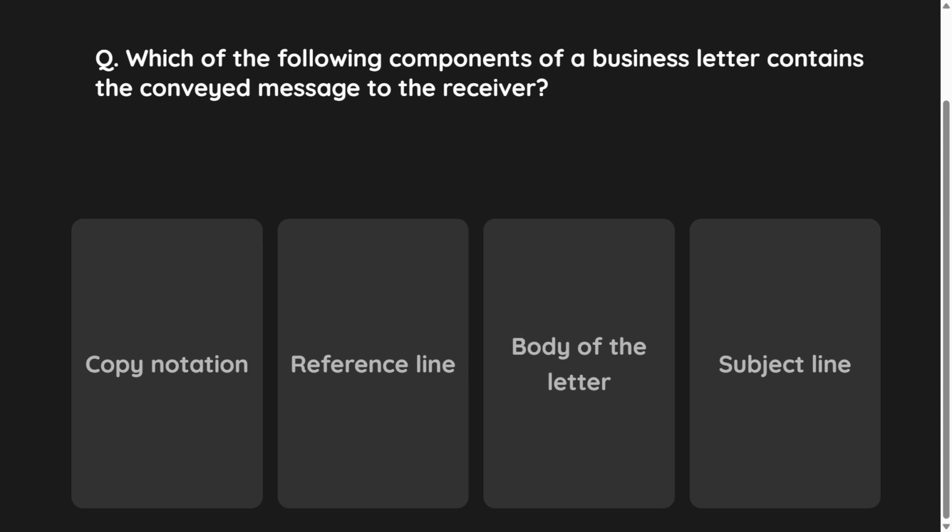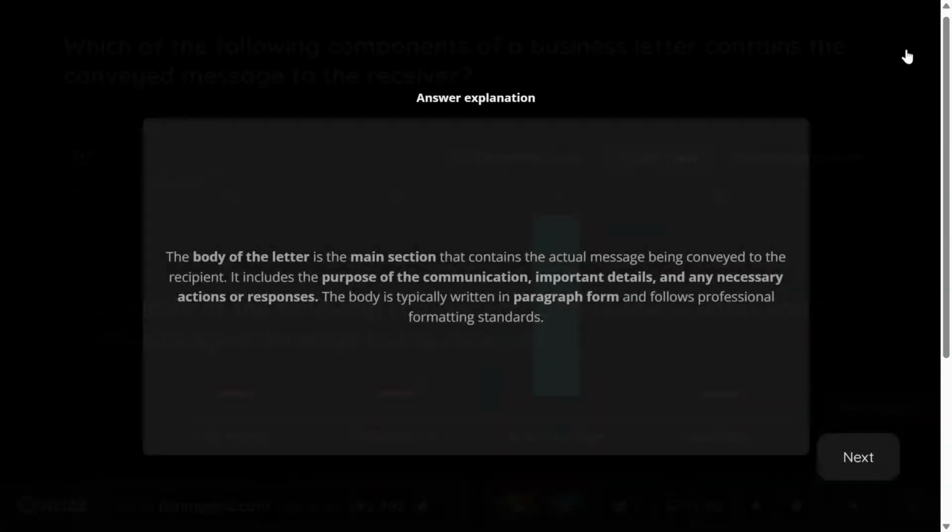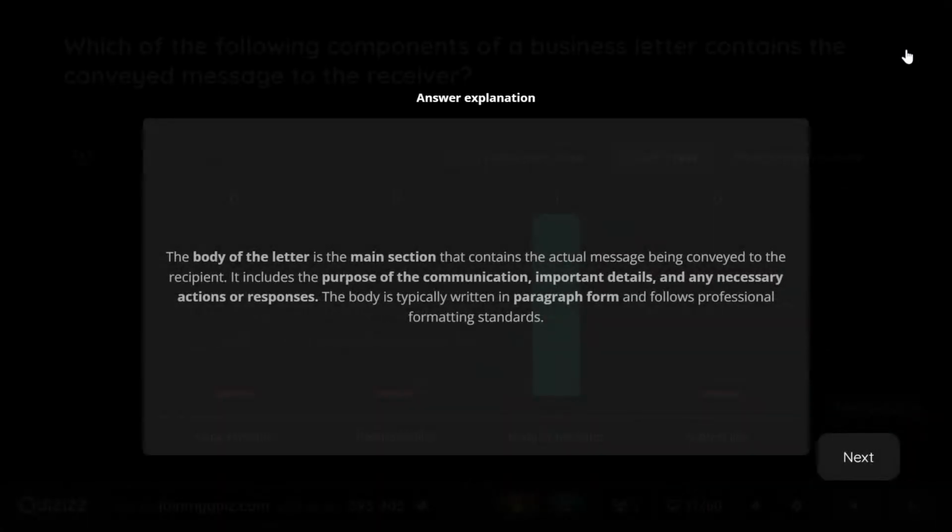This is going to be the body of the letter, okay? Now, the body of the letter, again, is the main section that contains the actual message being conveyed to the recipient. It includes the purpose of the communication, important details, and any necessary actions or responses. The body itself is typically written in paragraph form, and it follows professional formatting standards.